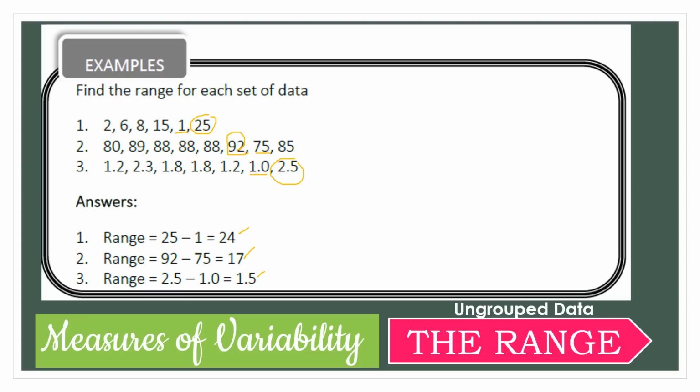Okay, for number 1, 25 is the highest number or largest number and 1 is the lowest number. And 25 minus 1 is equal to 24. For number 2, the largest number is 92 and the lowest number is 75. Subtracting those two, 92 minus 75 is equal to 17. Number 3, the largest decimal is 2.5 and the lowest is 1.0. Subtracting those two, the difference is 1.5, so that is the range of the data in number 3.